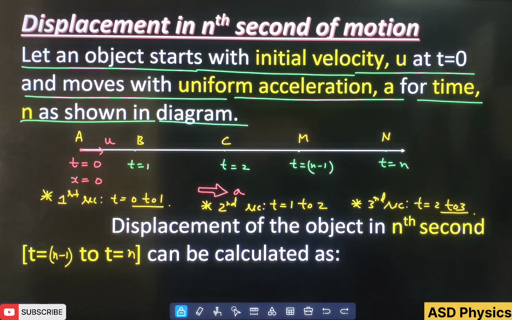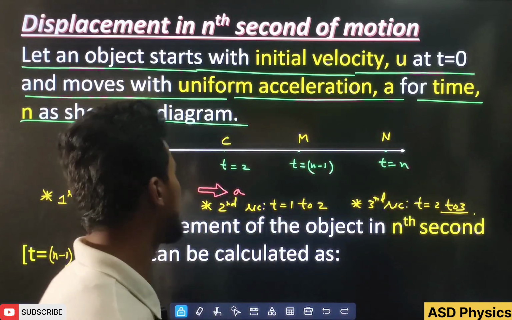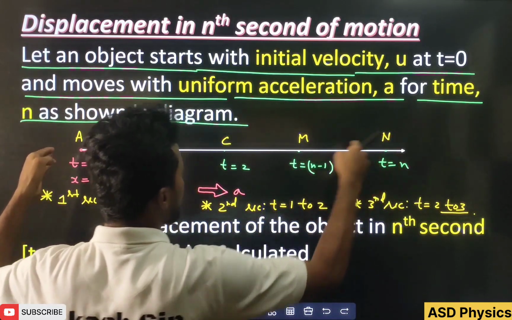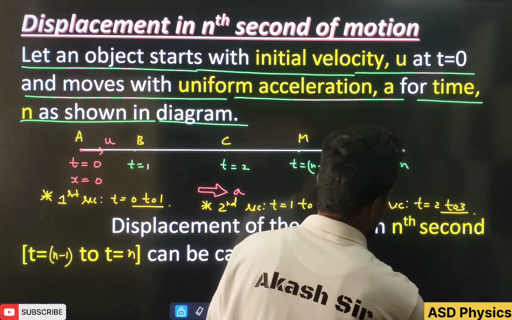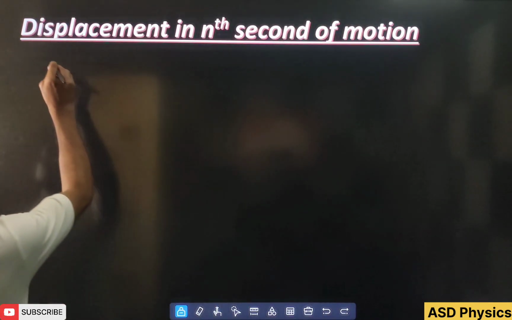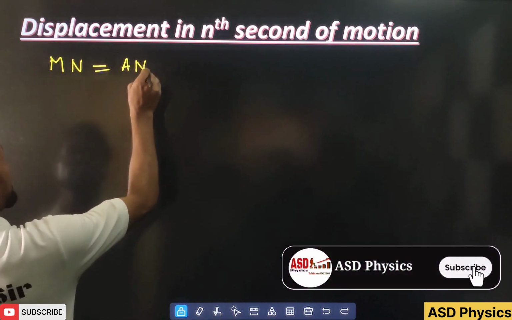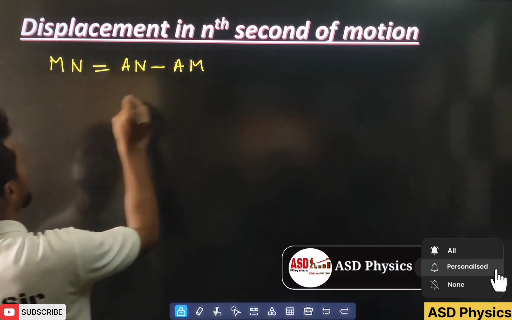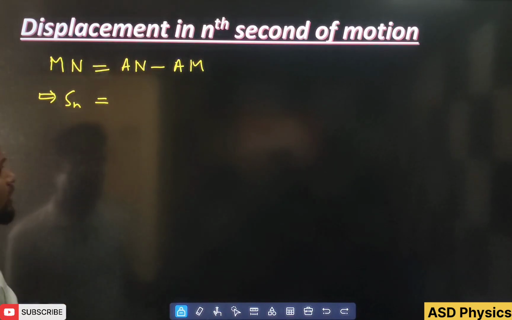Okay, so nth second means from which point to which point? From point M to point N here. So MN means what we can write here? Kindly see very well. MN means AN minus AM. So this MN is given by AN minus AM, and this MN is called the displacement in the nth second of motion.